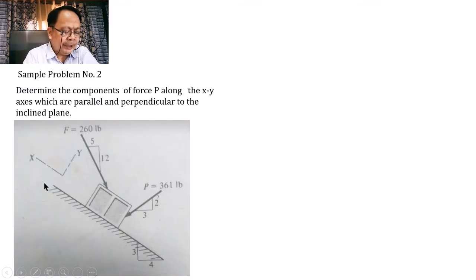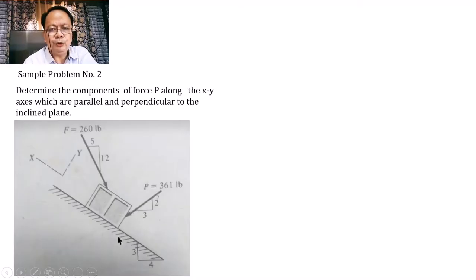So we're given here a body that is subjected to two forces. The body rests on a plane inclined at a slope of 3 vertical, 4 horizontal, and the force P acts on the body at an inclination of 2 vertical, 3 horizontal, and a magnitude of 361. So in this particular problem, we are required to determine the component of this P that is parallel to this inclined plane and perpendicular to that plane.